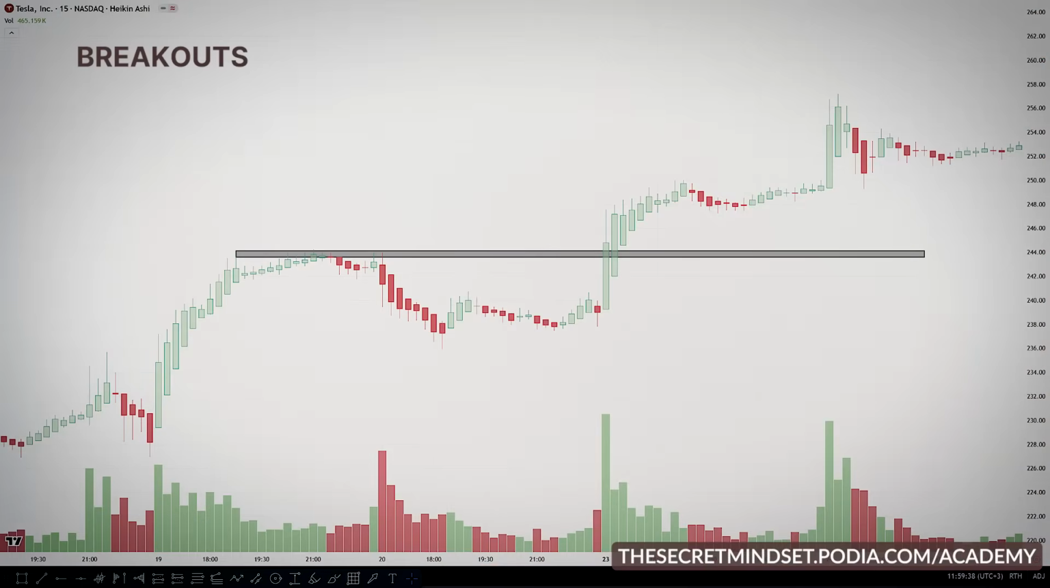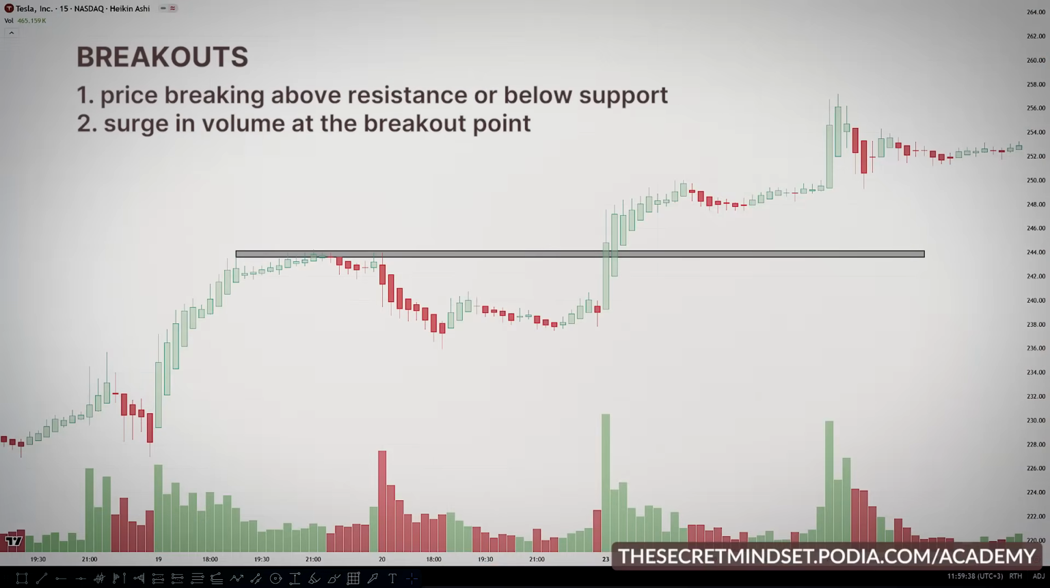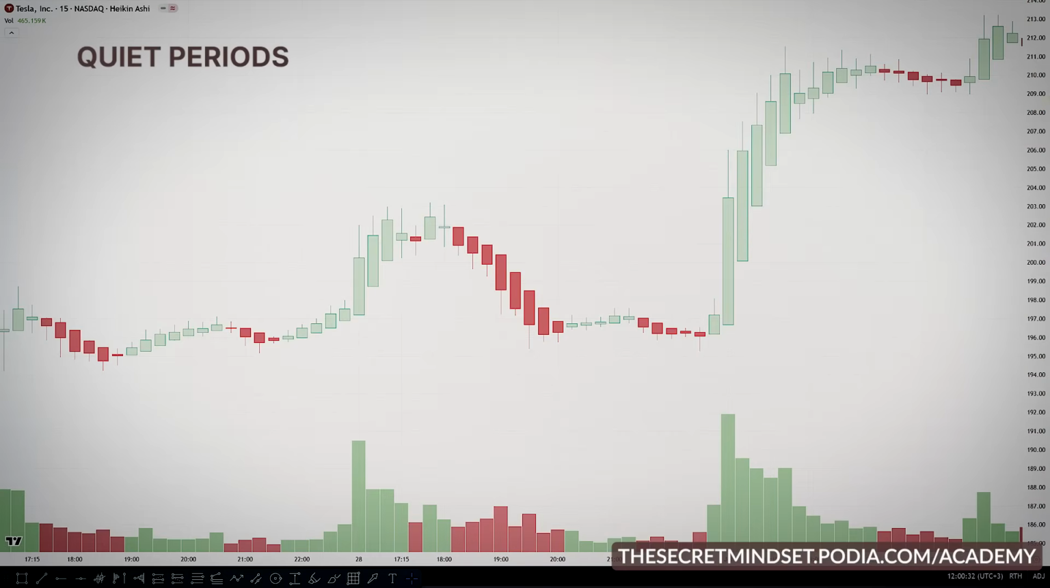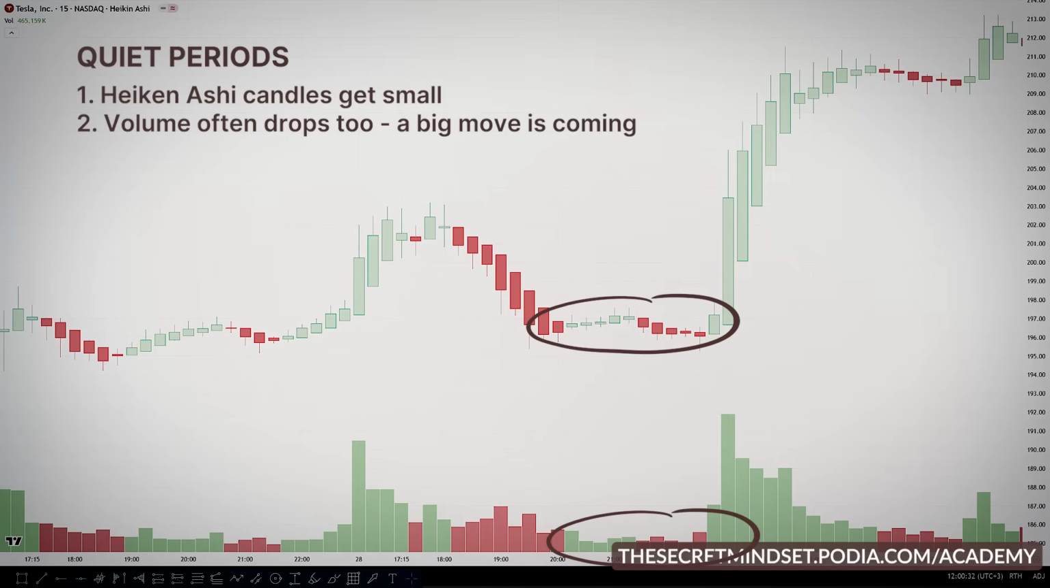Also, use volume to confirm breakouts. Heikin Ashi candles might show a price breaking above resistance or below support. A surge in volume at the breakout point makes it more valid. Look for quiet periods. Sometimes, Heikin Ashi candles get small. Volume often drops too. This can mean a big move is coming.